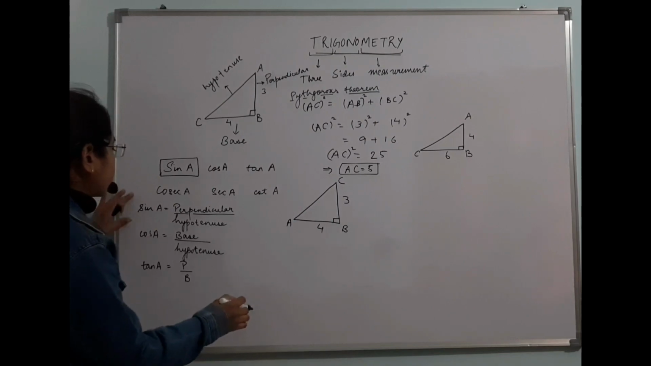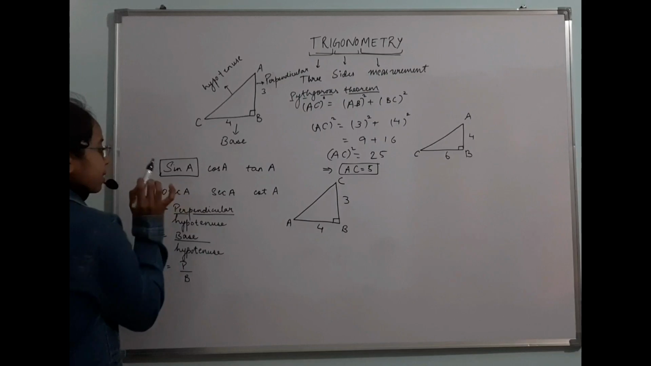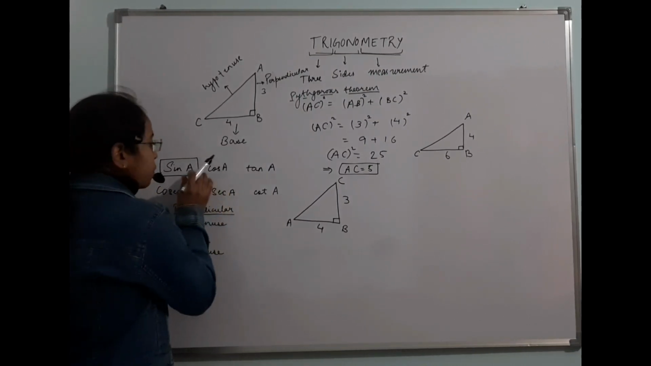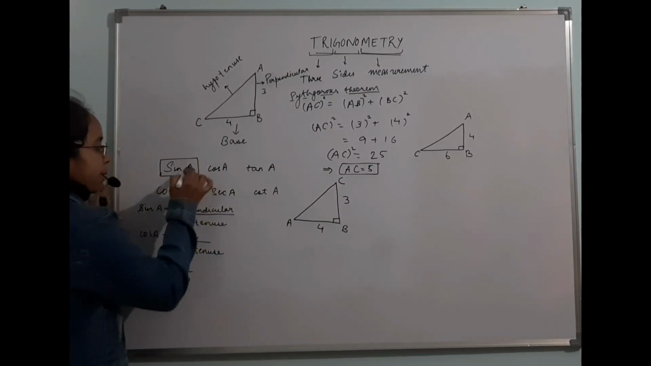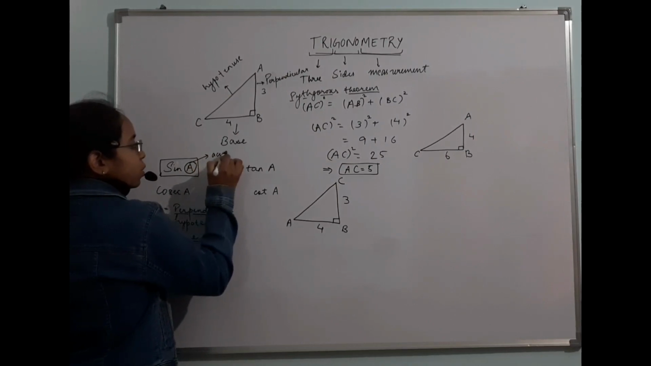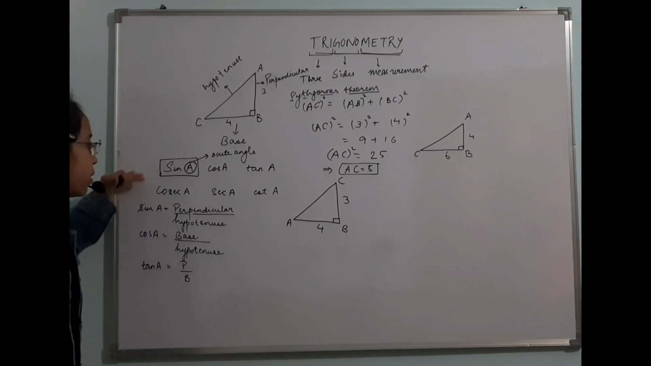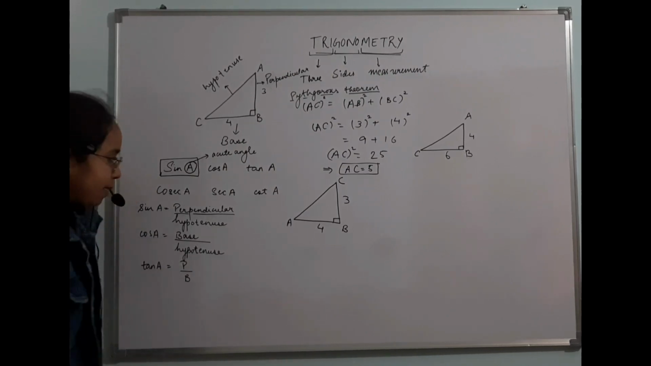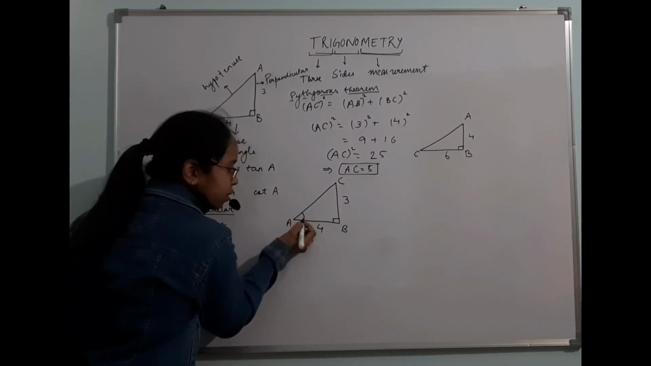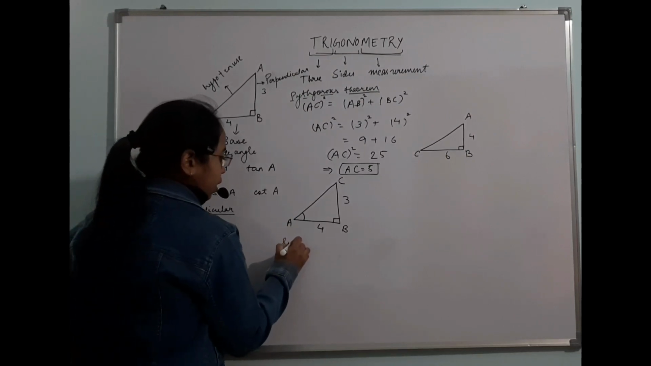Now, the main thing to be considered while calculating sine, cos, tan or any of the trigonometric ratios is we are always finding these ratios with respect to an acute angle. So here A is our acute angle. We can only apply these trigonometric ratios with respect to acute angles. So we are considering angle A here. So in this triangle, we have to find the value of sine A. How can we find it?